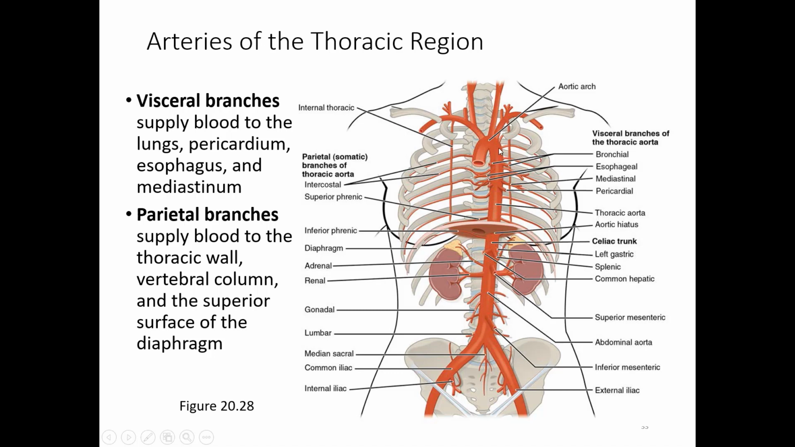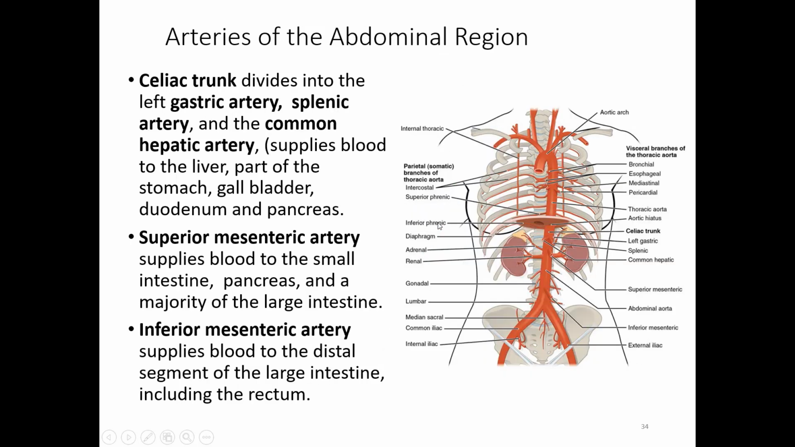Arteries of the thoracic region. Aorta goes down, so that is again ascending aorta, aortic arch, descending aorta, and now it's called thoracic aorta, all the way up to the diaphragm. Thoracic aorta gives visceral branches to the organs, that would be lungs, pericardium of the heart, esophagus, and organs of the mediastinum. And it gives parietal branches going along the ribs and giving blood to the walls of the thoracic cavity, including skin, muscles, vertebral column, and the superior surface of the diaphragm.